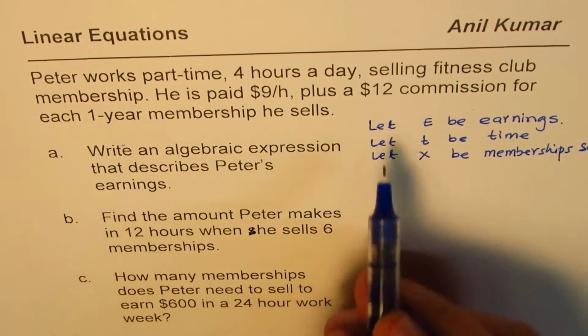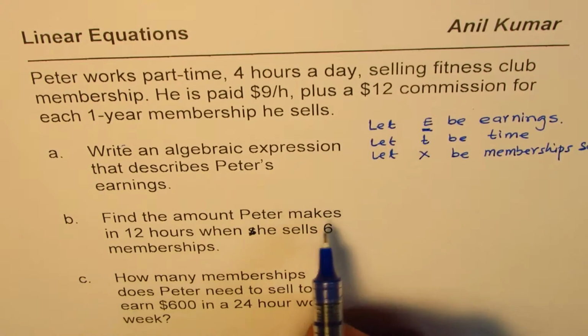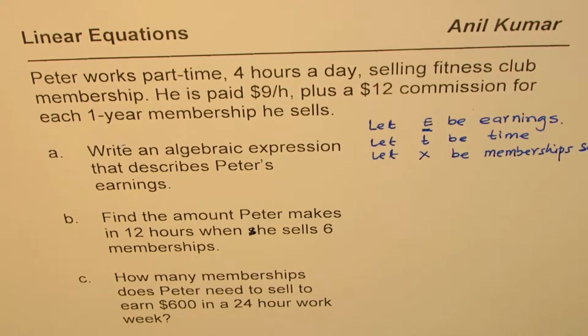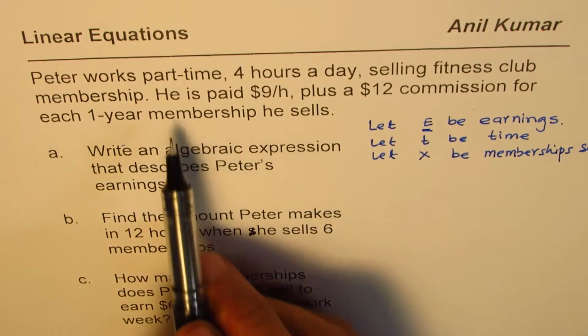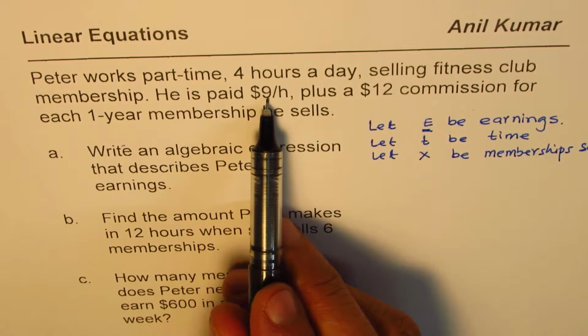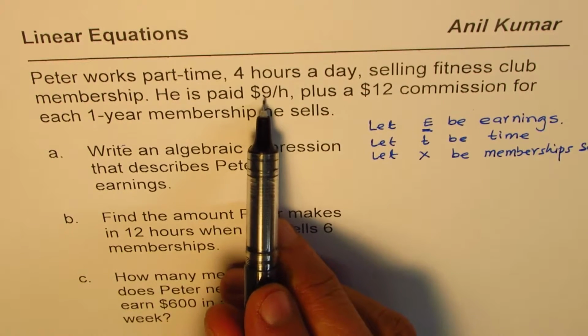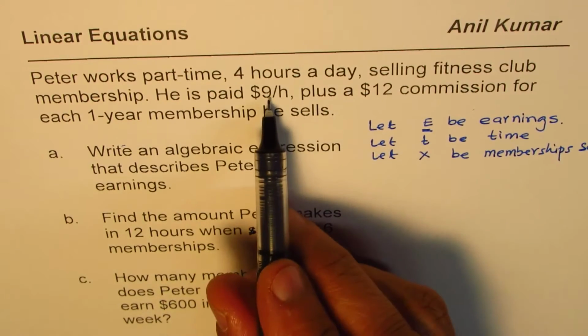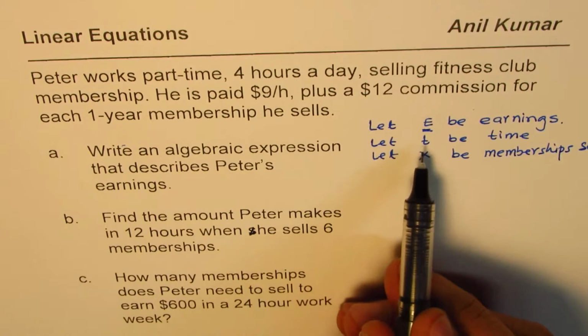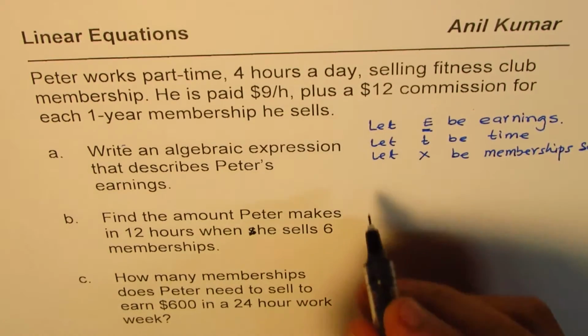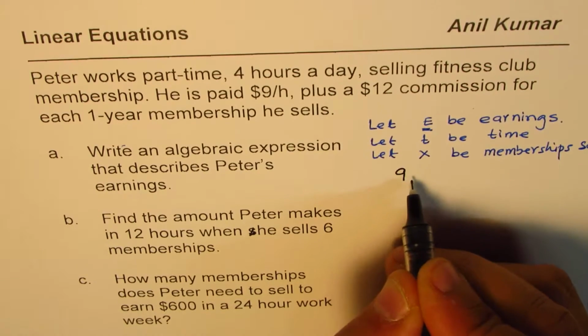So we have to describe earnings, right? So you have to see how earnings, E, is related with time and the number of memberships sold. It says he is paid $9 per hour. So every hour Peter works is paid $9. So time gets multiplied by 9 because 9 is per hour. If you work for 2 hours, you get 9 times 2, 18. 3 hours, 9 times 3. So the earning becomes 9 times T.